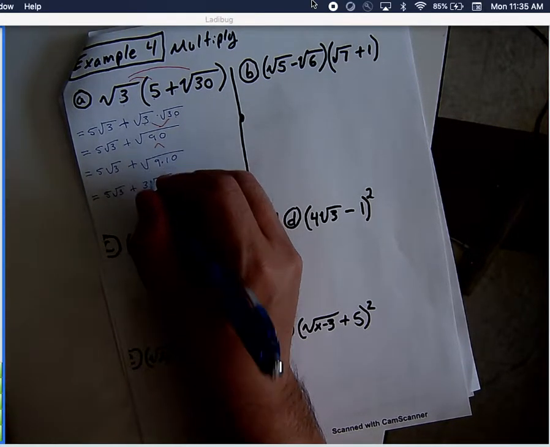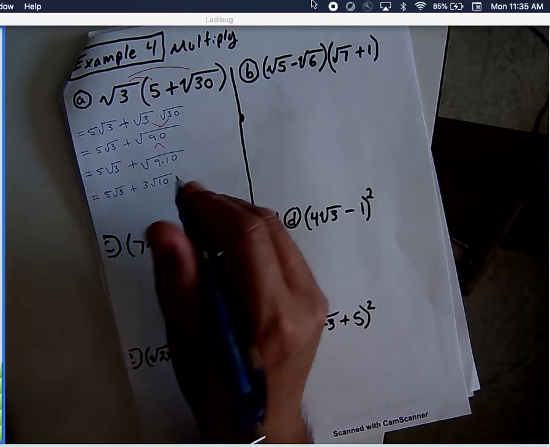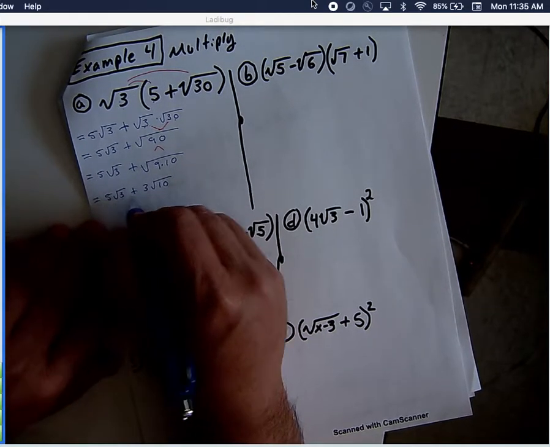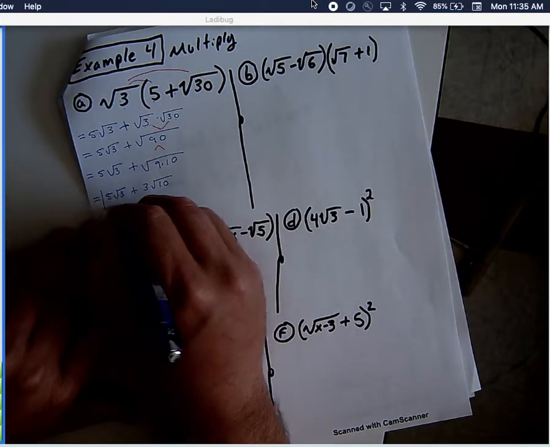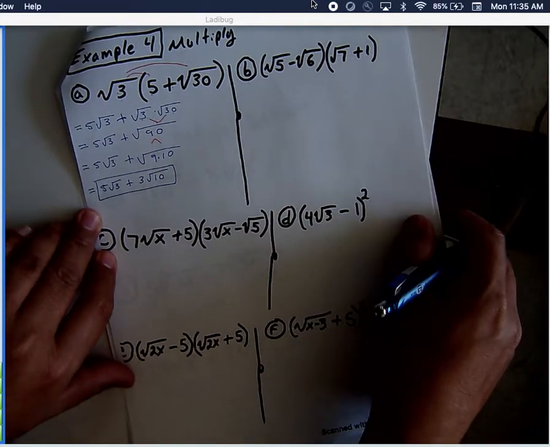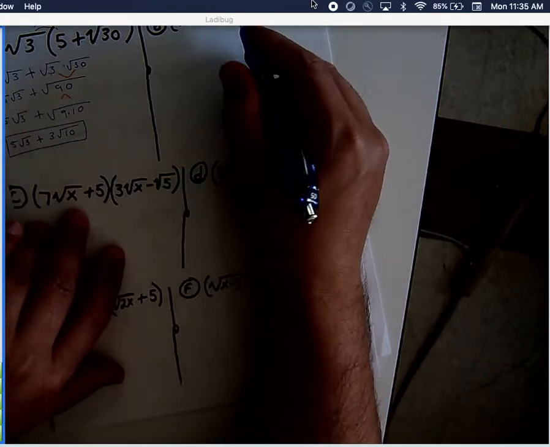And then after this, you need to check if you can combine stuff, and you can't because they have different radicands. So that stays like that. Okay, now let's do FOIL.